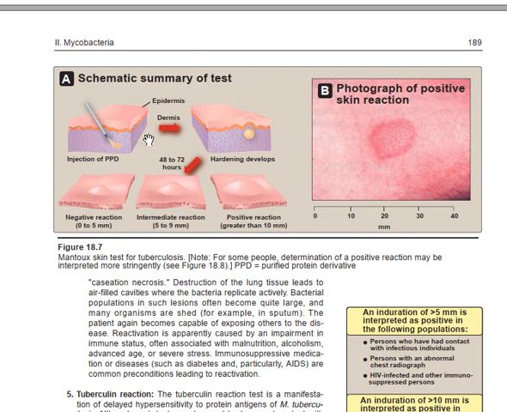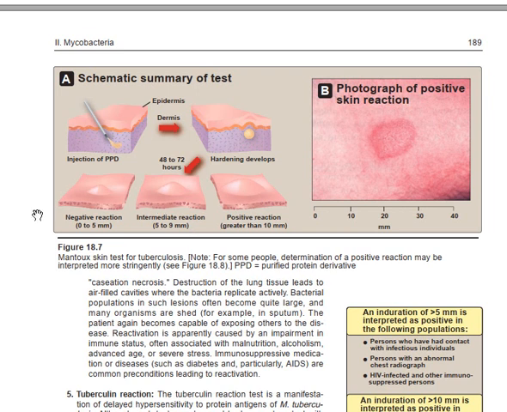So when you inject, after a certain time, hardening is going to develop. After 48 to 72 hours, you are going to have different forms of induration. Is it clear? A negative reaction is when you have an induration of 0 to 5 millimeters. An intermediate reaction is going to be 5 to 9 millimeters. It means that the patient may have some degree of antibodies. And a positive reaction is when it is greater than 10 millimeters.